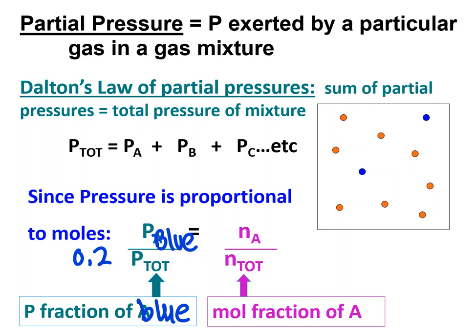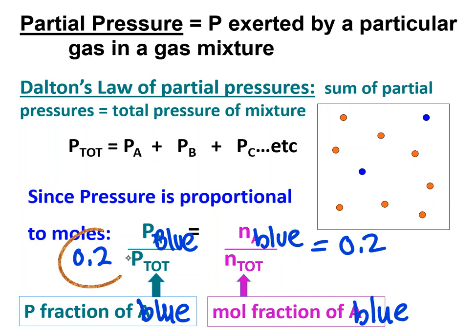Now we can do the same thing, and this time I'm going to say the mole fraction of blue. Make this blue again. Remember that n is moles, so it's kind of like we said we had 2 of the particles that were blue out of 10 total, and we got that to be 0.2. 2 divided by 10 is 0.2. Now the thing to notice here is that these numbers are the same. And so that just says that the pressure fraction is equal to the mole fraction.